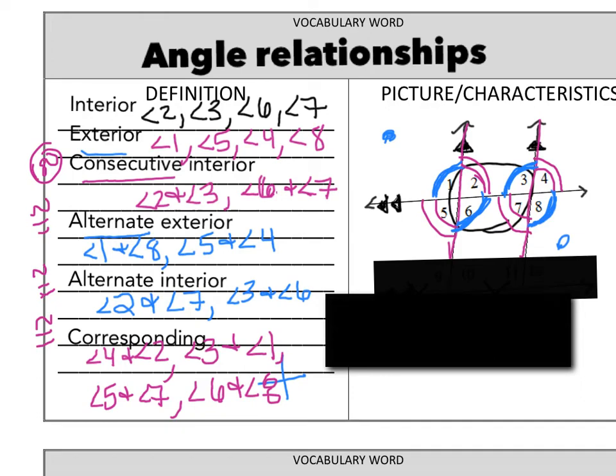Just ignore my black circle in the middle. I can't erase it right now. So all the blue angles are congruent to themselves. All the pink angles are congruent to themselves. This will help you with the assignment.